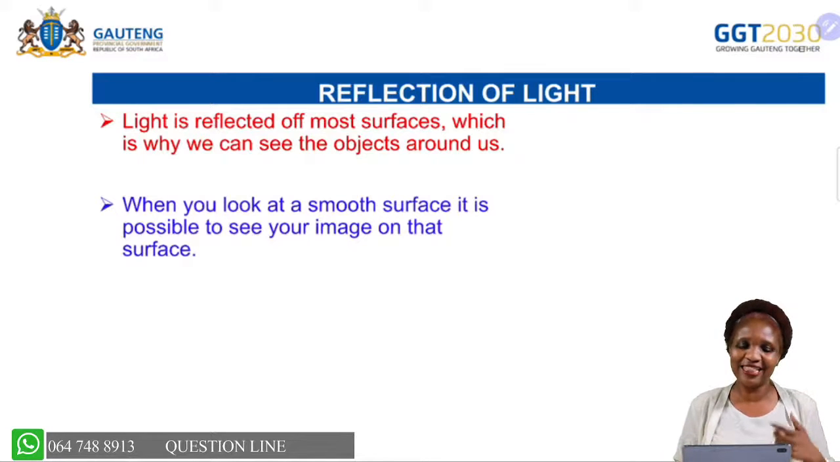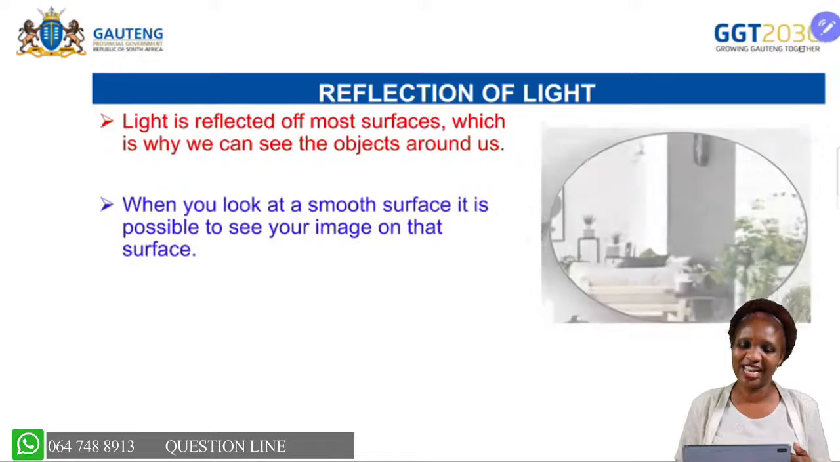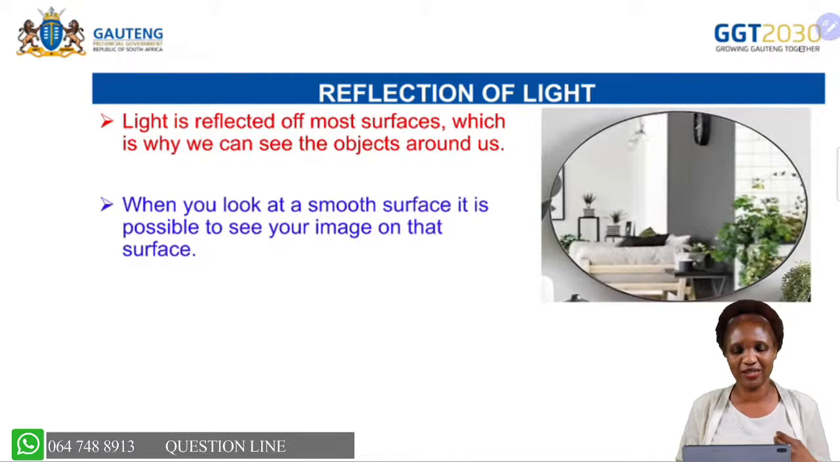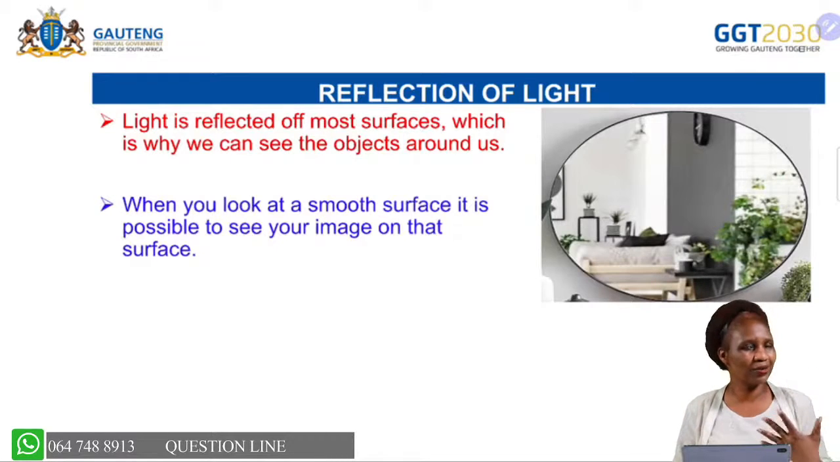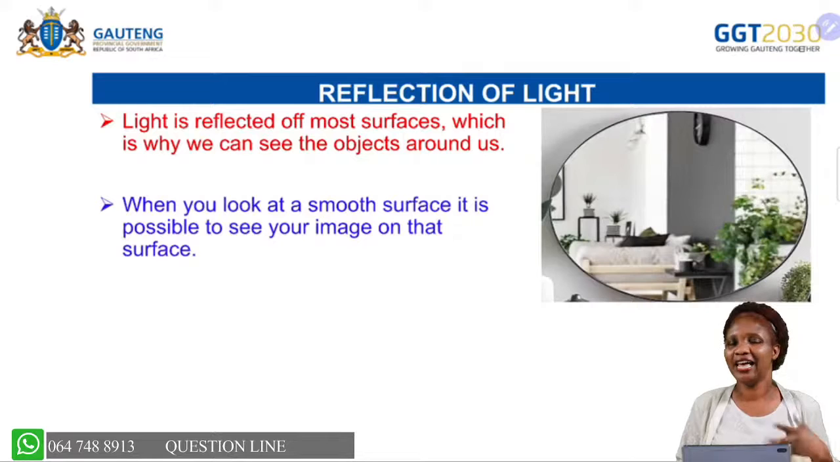Okay. And then when you look at a smooth surface, it is possible to see your image on that surface. For example, if you look at yourself at a window pane, you can see yourself. If you look at yourself using a mirror, you can see your image.